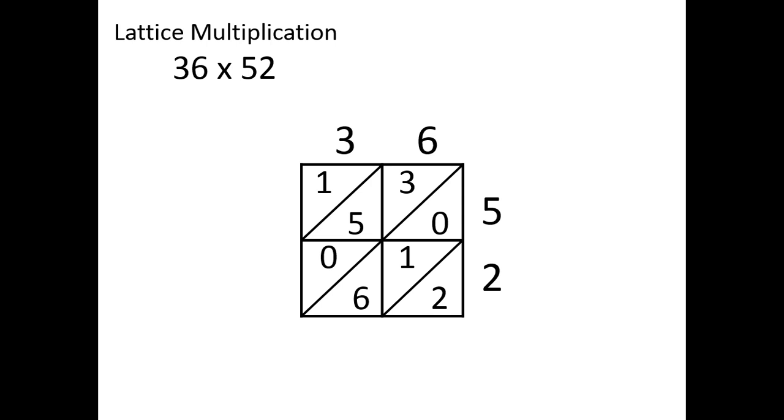So now when we add along the diagonals, we're adding digits that are in the same place. So 2 is the only digit in the ones diagonal. 0 plus 1 plus 6 is 7, so we have 7 tens. 3 plus 5 plus 0 is 8. We have 8 hundreds. And then we only have 1,000. So there's our 1,872.